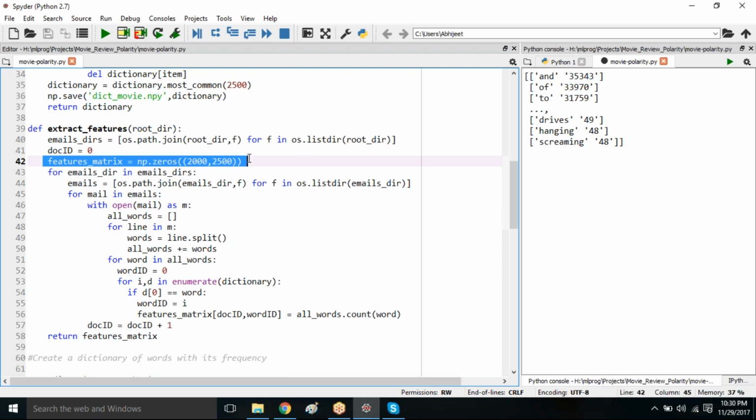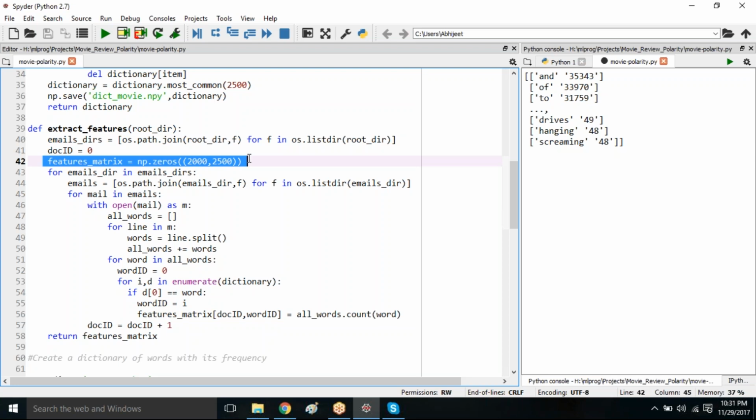Because 1,000 for positive and 1,000 for negative. When the reviewers are good about the movies, happy about the movie, that is positive. And when you see the negative emotion, it means the movie is very bad, right? So it's negative. For that 1,000, and this good and bad you mix and it will become 2,000 into 2,500.